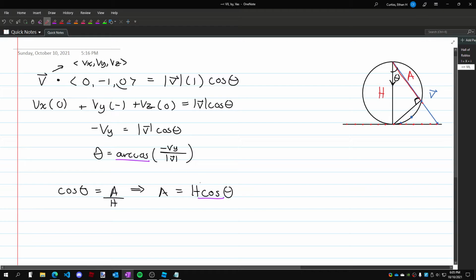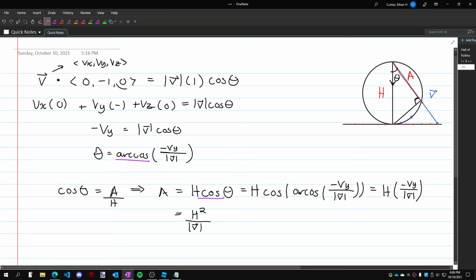Okay, so in other words, if we're going to take the cosine of this angle, it's going to be the cosine of the arc cosine of negative vy over magnitude of v, which simplifies to h times negative vy over magnitude of v. And something else to notice is that this negative vy, that's this length here, which we already have as h. So again, we can simplify a small bit, so we get that a is going to be h squared over the magnitude of v. Great, so we're almost there.